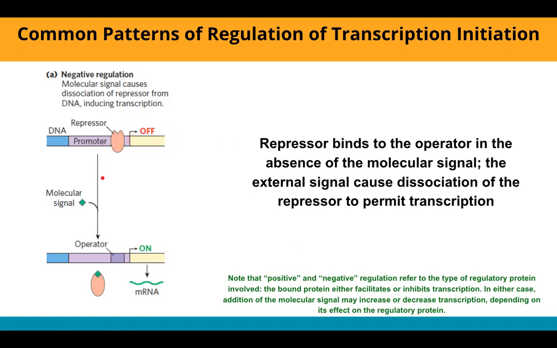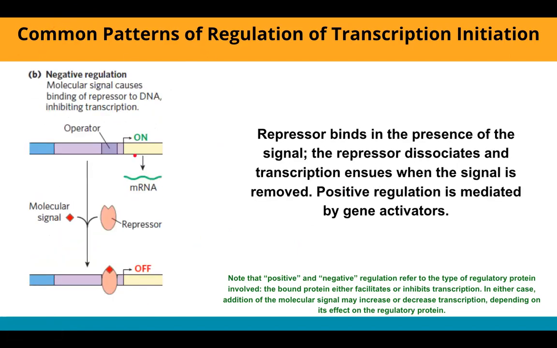Now, if an external molecular signal is present and that signal binds to the repressor, causing dissociation of repressor from the operator, it causes gene expression. So this is also a type of negative regulation. Another type of negative regulation is this one. A repressor binds in the presence of a signal, and that signal causes binding to the operator. And that binding of the repressor to the operator turns off the gene expression.